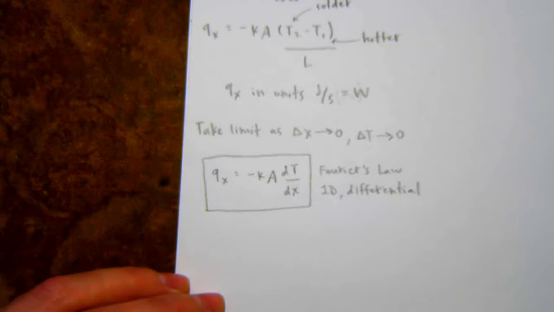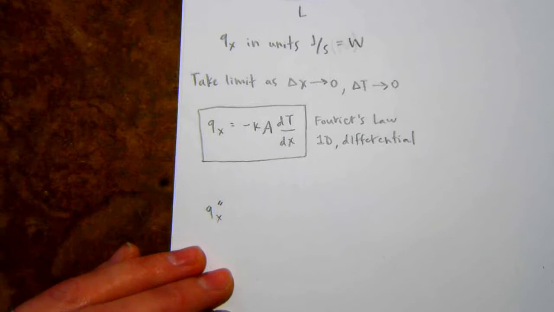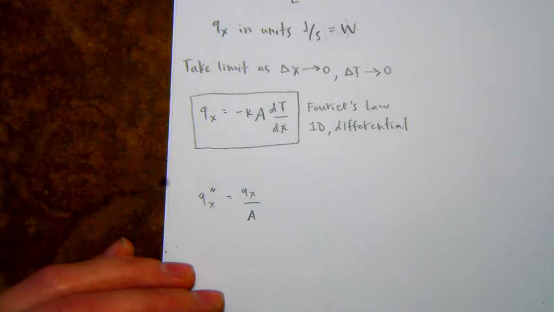And then we often want to look at the heat flux, so this Qx double prime, and that's just equal to the heat rate divided by the area across which, yes? Wouldn't it be Qx prime? That's not the nomenclature that's used, yeah.